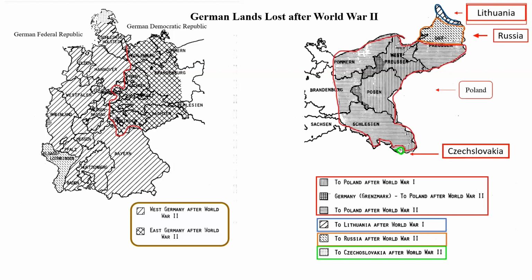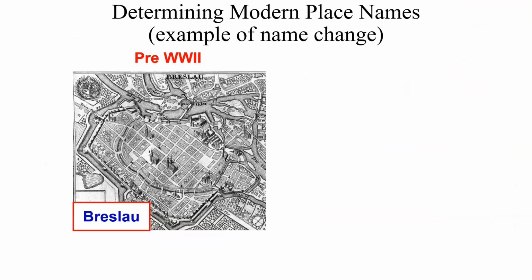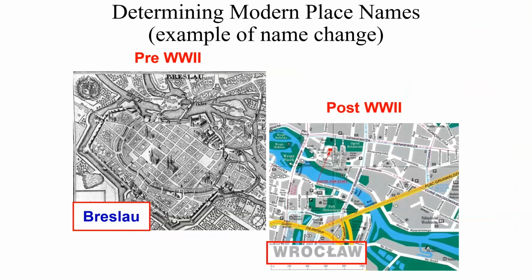The problem facing genealogists is that almost every one of the names of the former German towns will be changed to the name in the language of the new country to which they now belong. For example, the German city of Breslau in the Prussian province of Schlesien became the Polish city of Wrocław. If you wanted to look up Breslau on a modern Polish map, you would need to look it up under the Polish name of Wrocław.